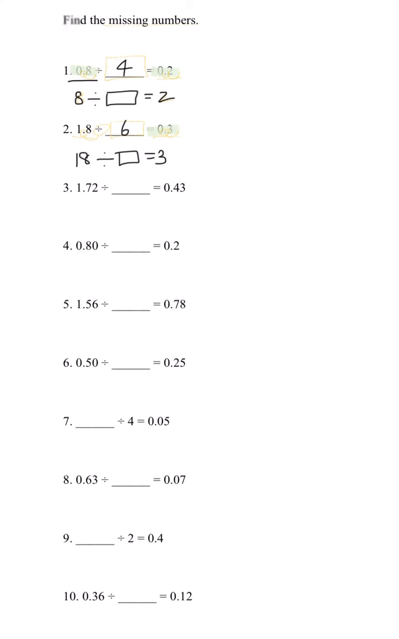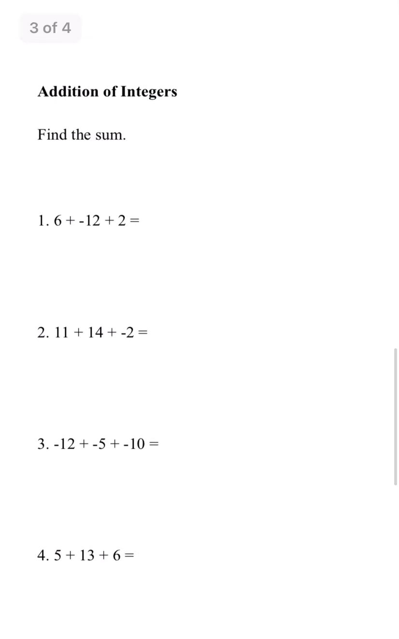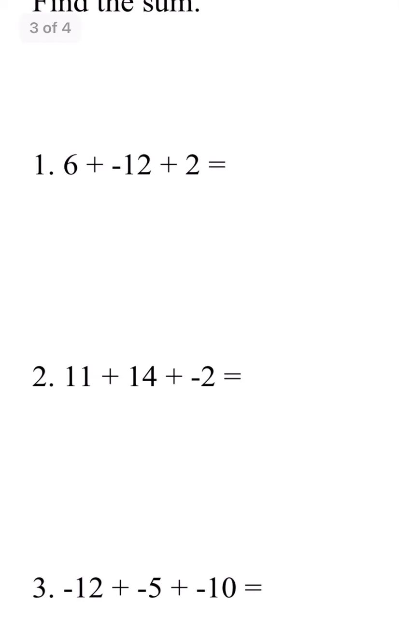So give this page a try. Remember to move the decimal points, and then let's move on to our third page. So addition of integers, find the sum. Okay, so it's just simple addition, but with negative numbers. Okay, so what is 6 plus negative 12? Well, we know that that's going to equal negative 6, right? Remember the number line, right? You could draw a number line if that helps you. But we know that it's going to equal negative 6.